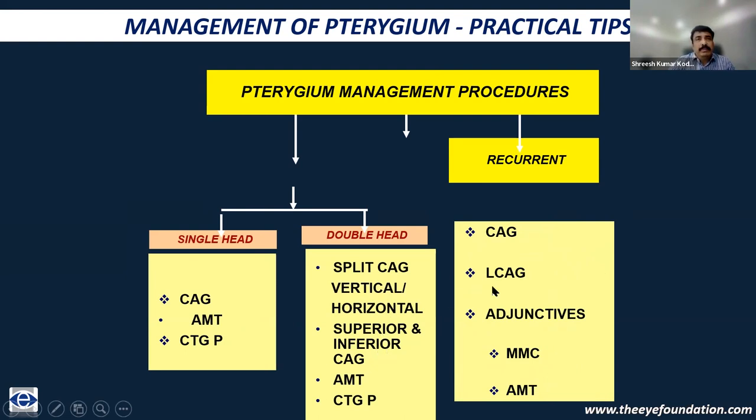And for recurrent pterygium, again, conjunctival autografting is the gold standard. You can even include a thin block of limbal tissue in the conjunctival autograft, a limbal conjunctival autograft, and adjunctives like mitomycin C or even amniotic membrane transplantation along with these procedures can be tried in these cases.